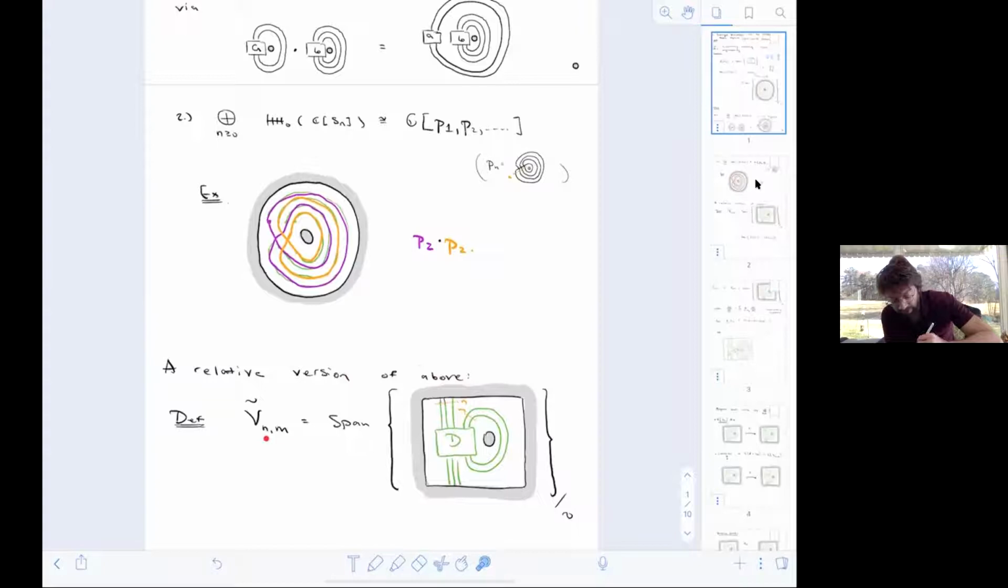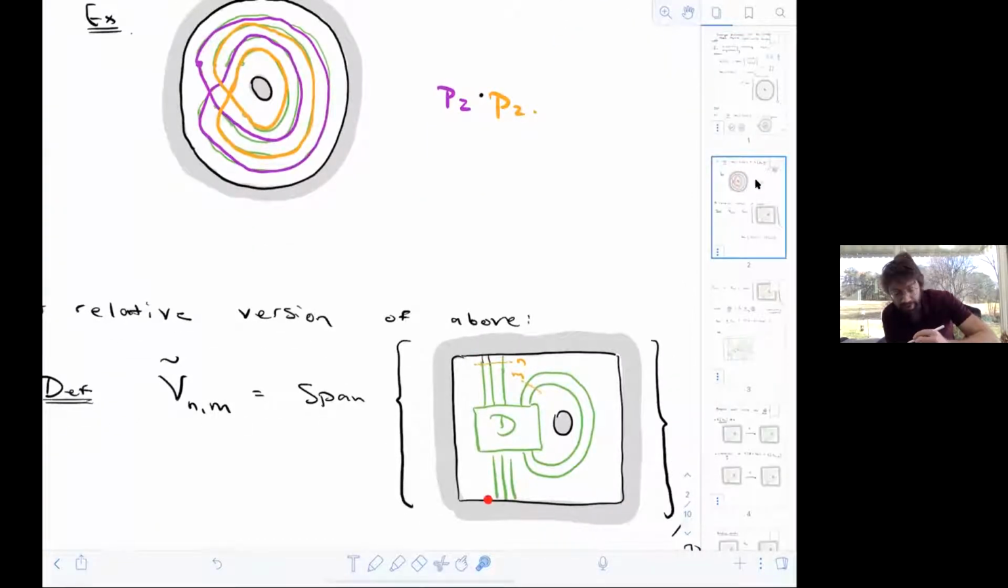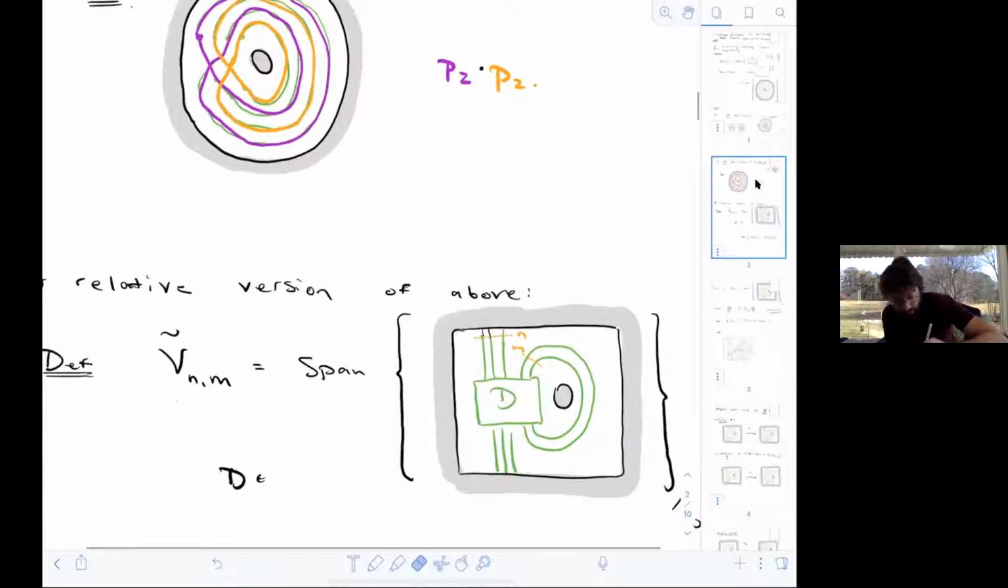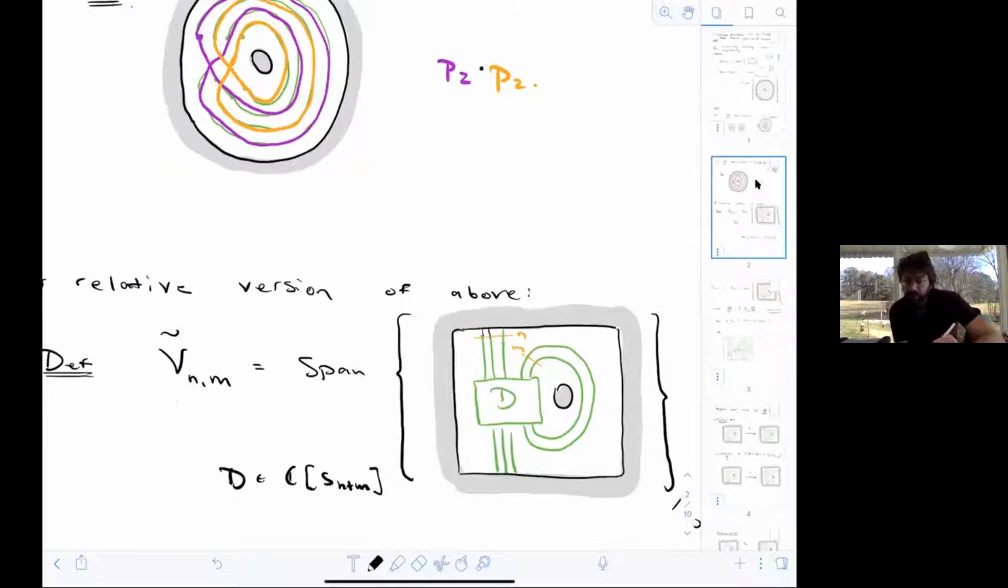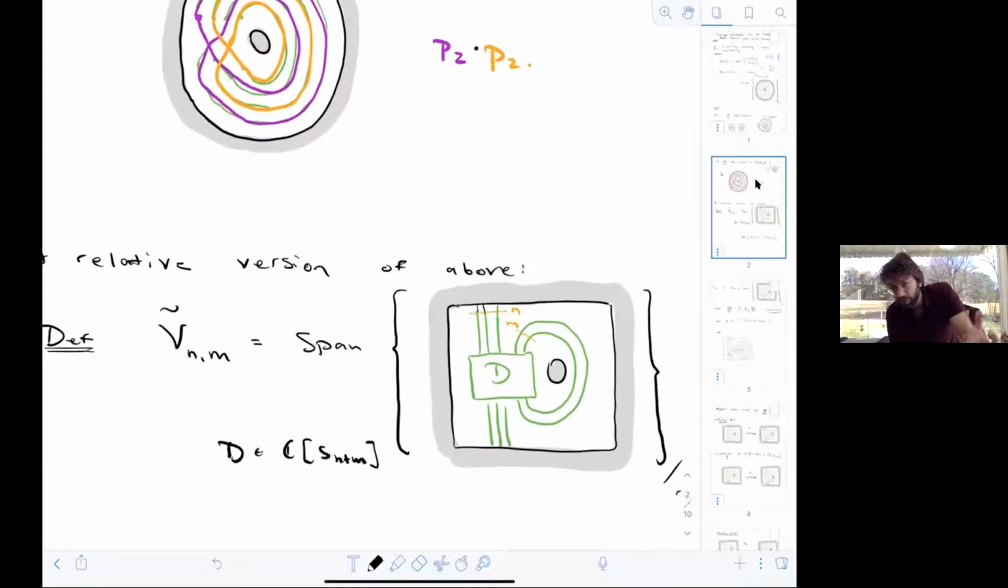So n here records the number of points which meet the top and bottom boundary of the rectangle. And m denotes the number of strands which are connected across the puncture. And d is a diagram or a linear combination of diagrams representing a permutation in Sn plus m. Okay, so instead of connecting up all the strands to get a diagram drawn in the annulus, I can connect up some of the strands to get a diagram drawn in this hybrid space.